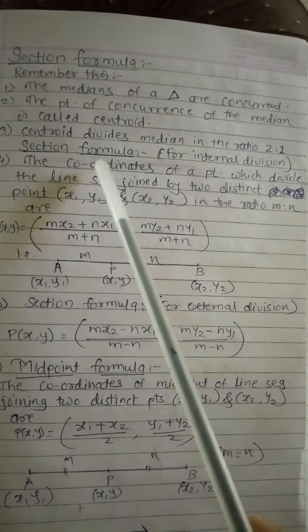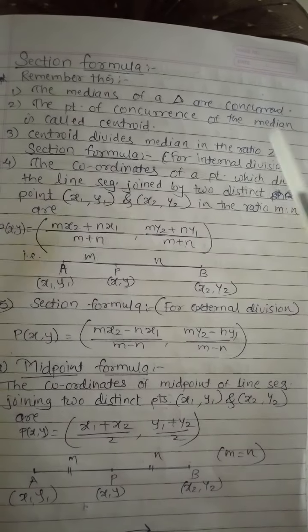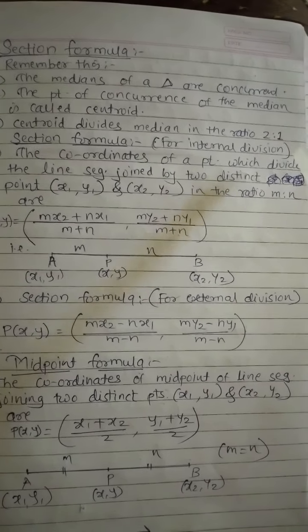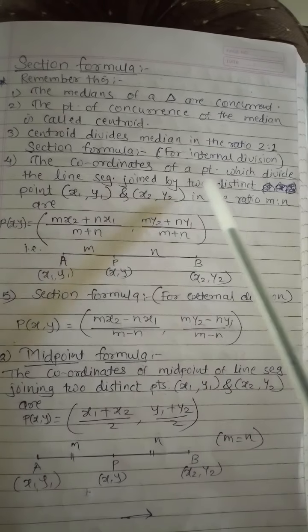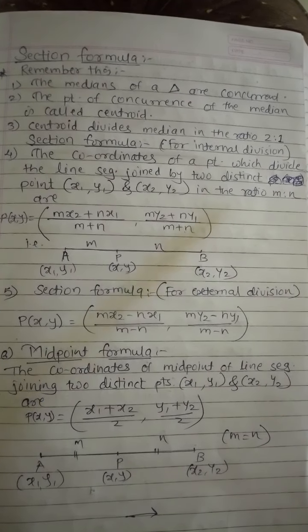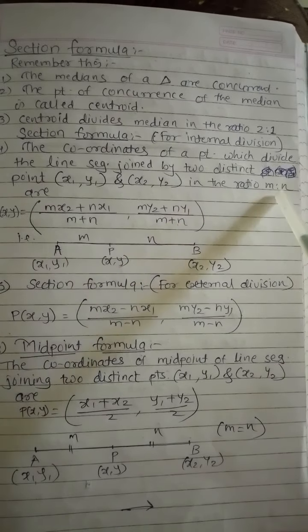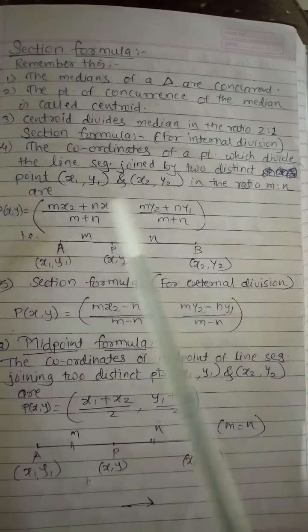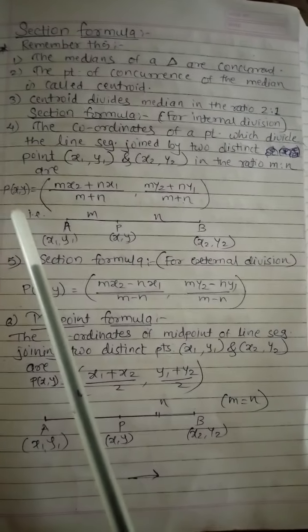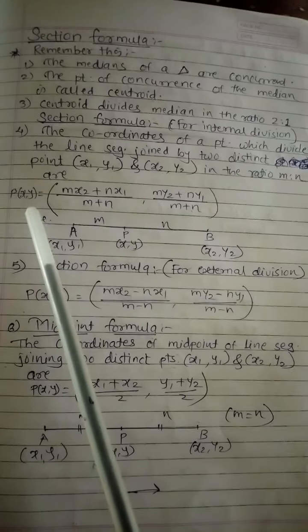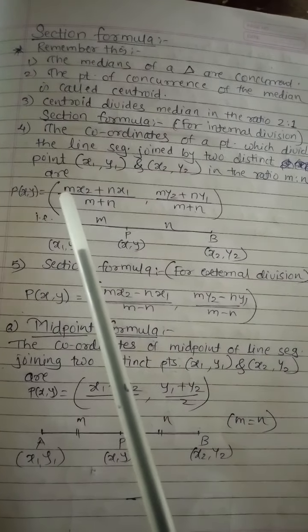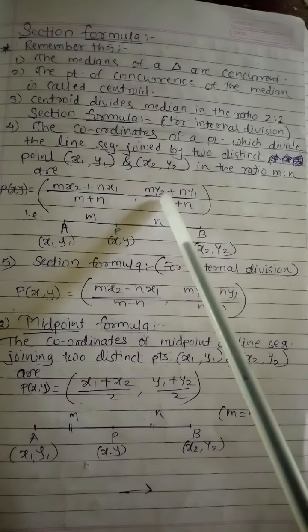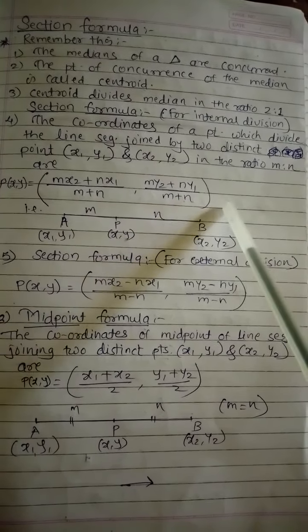So the section formula is for two conditions. First one is for internal division and the second one is for external division. The coordinates of a point P(x, y) which divides the line segment joining two distinct points (x1, y1) and (x2, y2) in the ratio m:n are given by (mx2 + nx1) upon (m + n) and (my2 + ny1) upon (m + n).